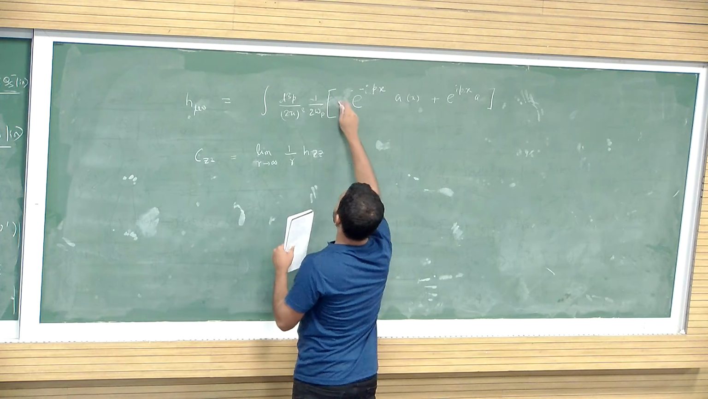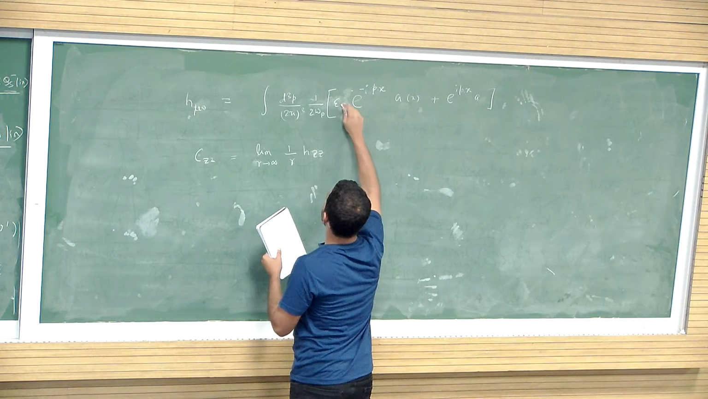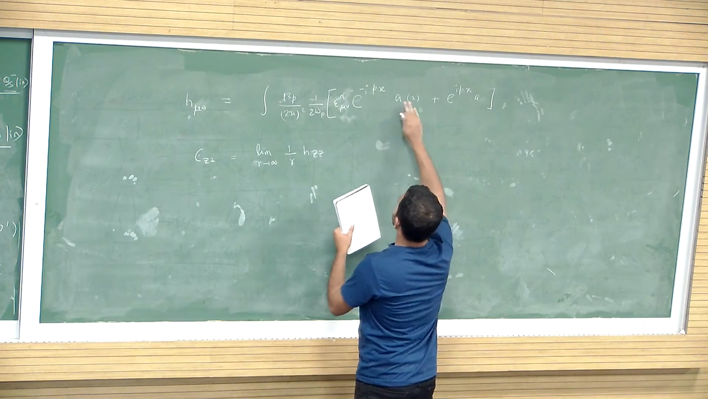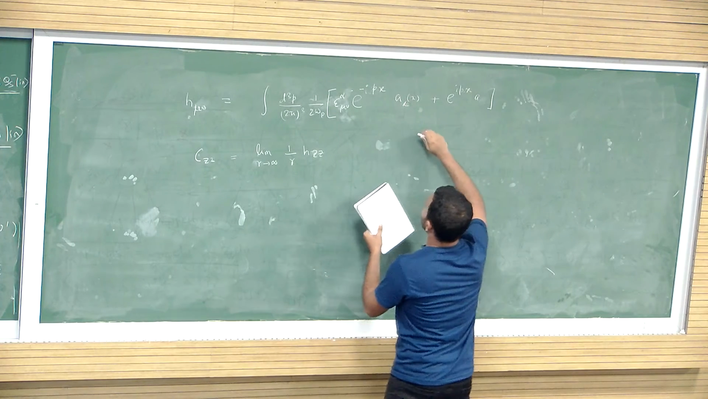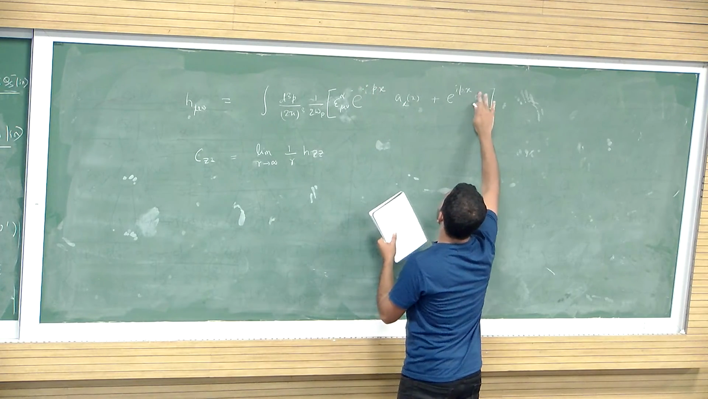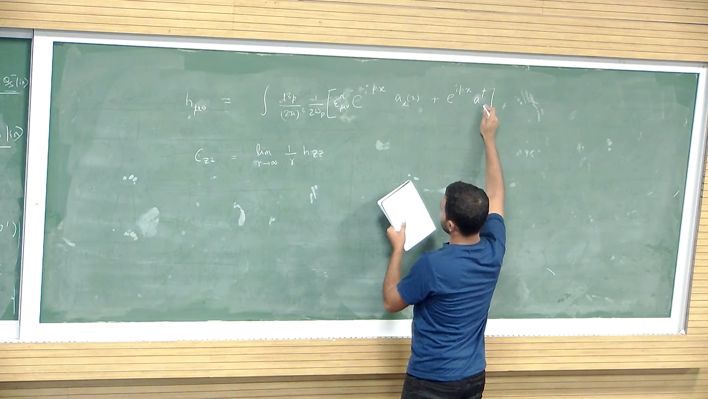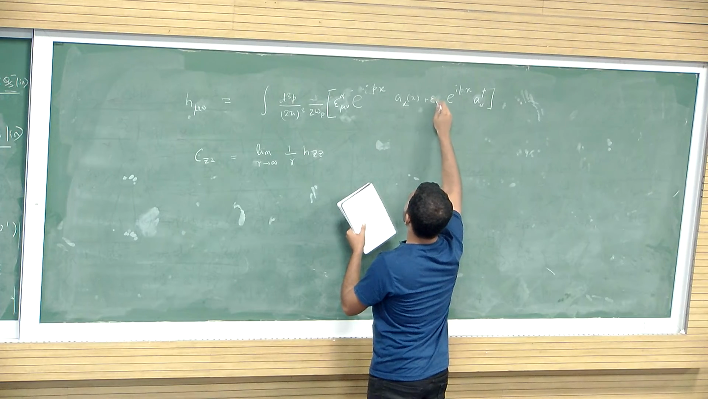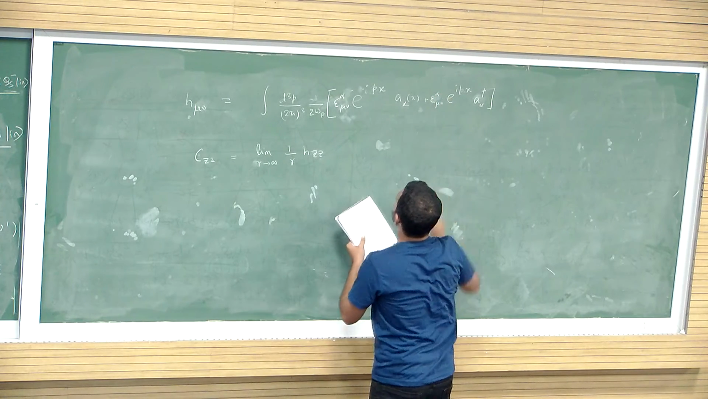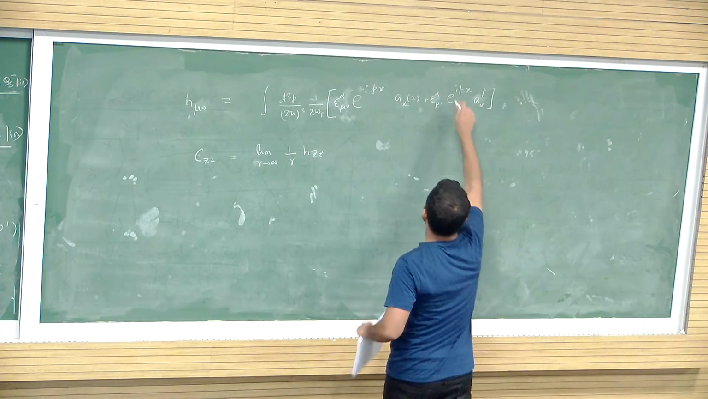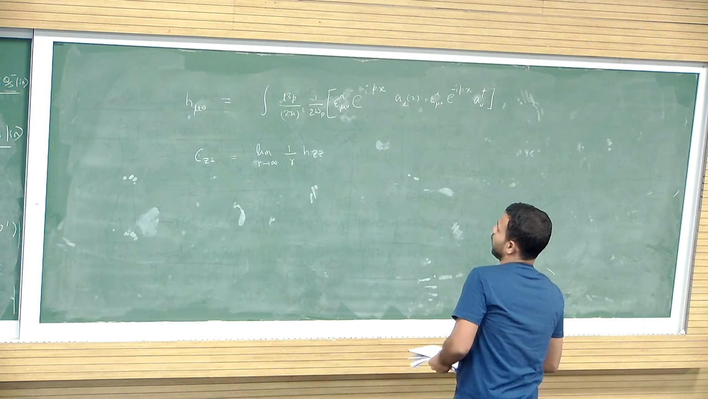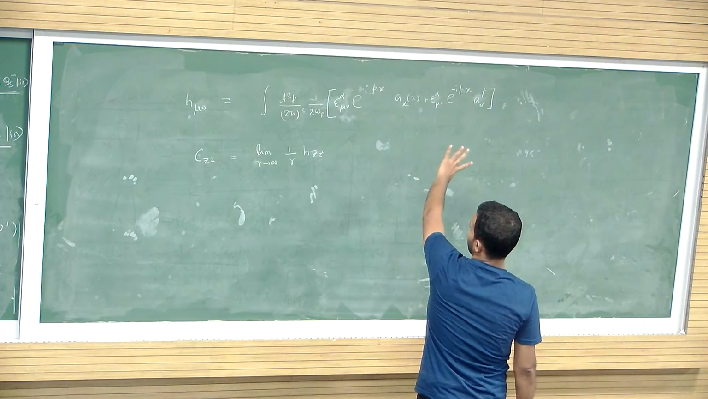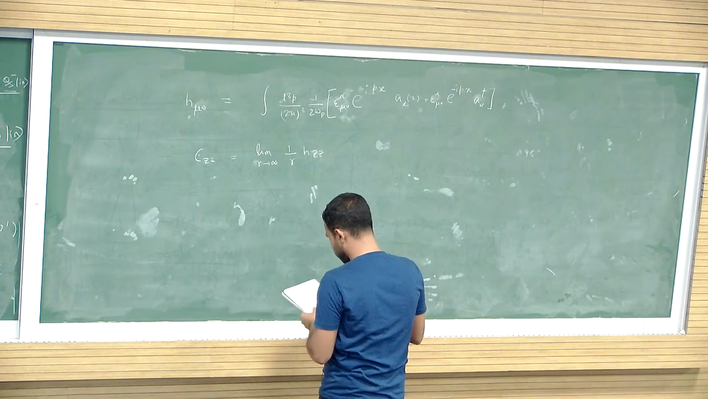So this will be mu nu, some alpha with some A alpha, e^{iQ·x}, and then some A dagger alpha, e^{-iP·x}. Great. So this is just my metric perturbation. I've just expanded it in terms of creation and annihilation operators that I can always do.